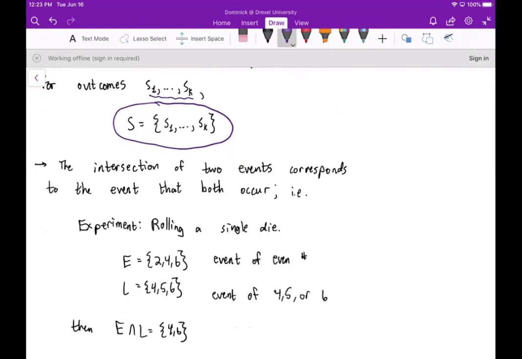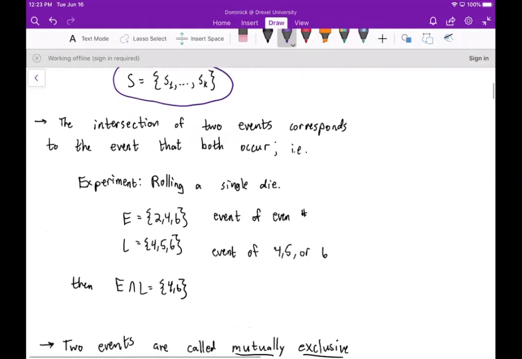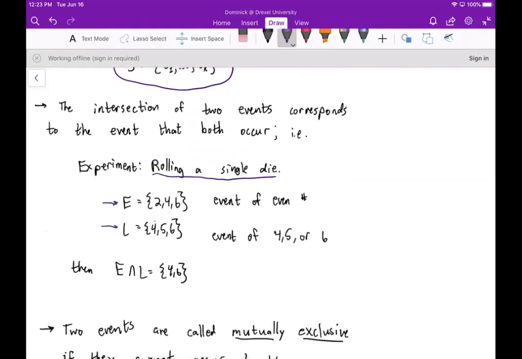Now, the intersection of two events corresponds to the event that both occur at the same time, right? So if you have that your experiment is rolling a single die, and the event E is the event of an even number coming up, and L is the event of a 4, 5, or 6 coming up, then the intersection of these two events would be, of course, both events have a 4 and both events have a 6. So that would mean that the number is even and it's also 4, 5, or 6. So it would have to be 4 or 6.